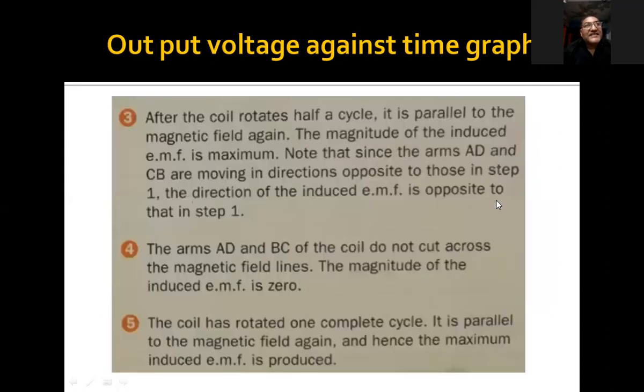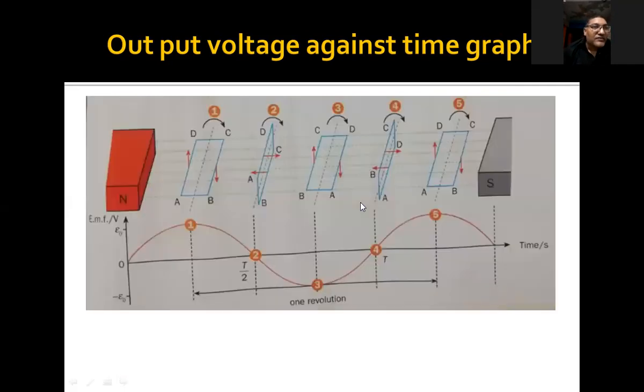Here he says, the coil rotates half a cycle, it is parallel to the magnetic field again. The magnitude of the induced EMF is maximum. Note that since the arms AD and CB are moving in direction opposite to those in step 1, the direction of the induced EMF is opposite to that in step 1. So he's talking about this location, and he's comparing it with position A, 1.